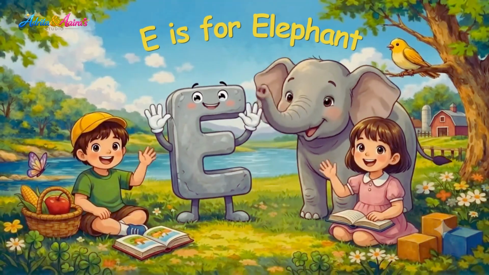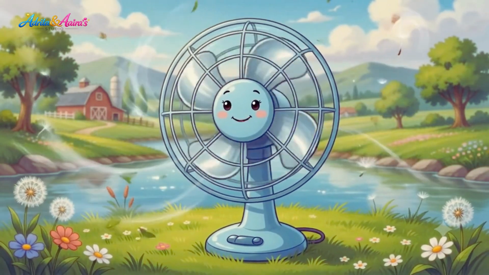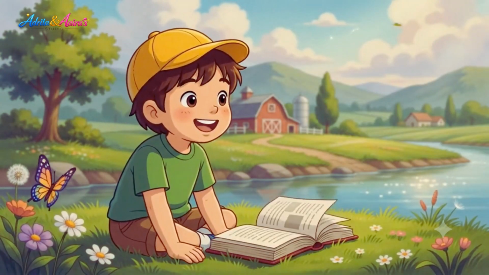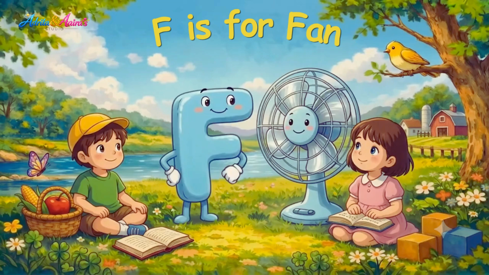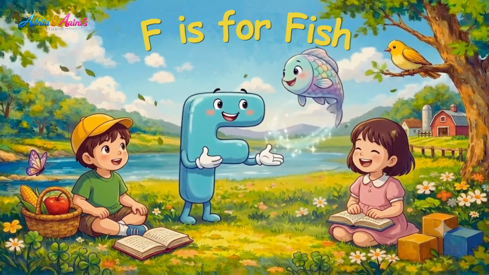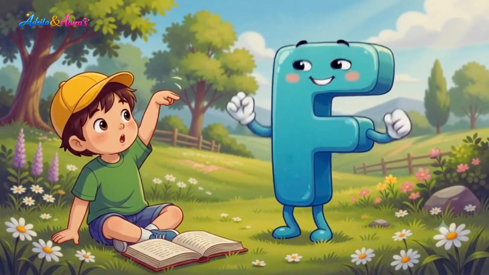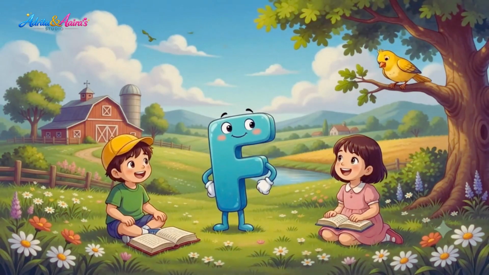E is for elephant. F is for fan. Let's learn together. F is for fan. F is for fish. Let's learn together. F is for fish.